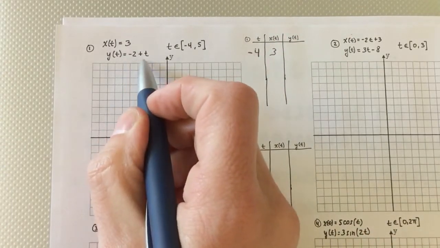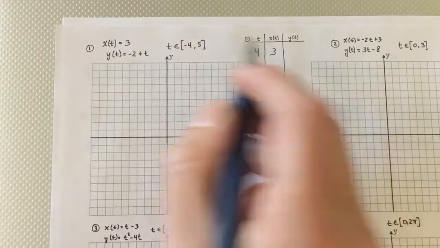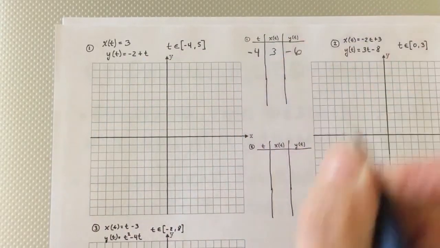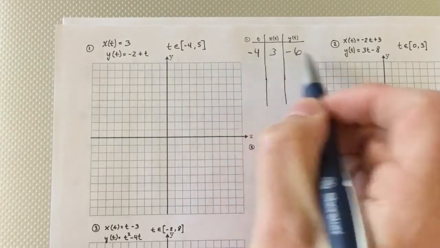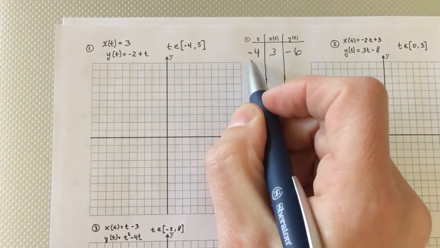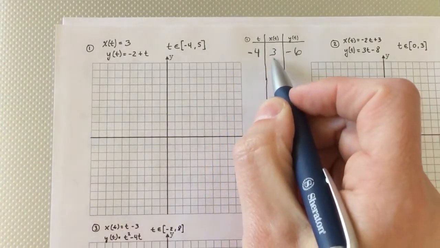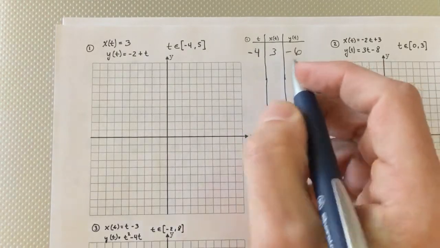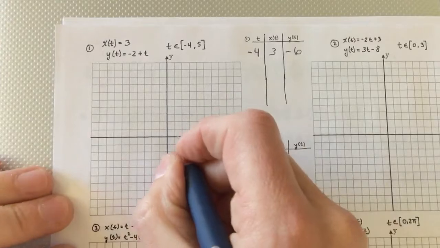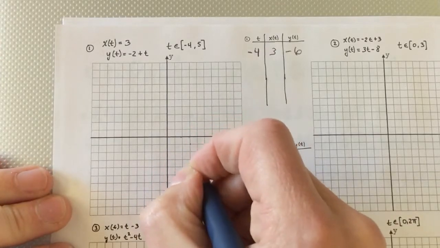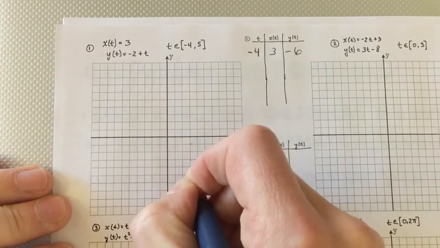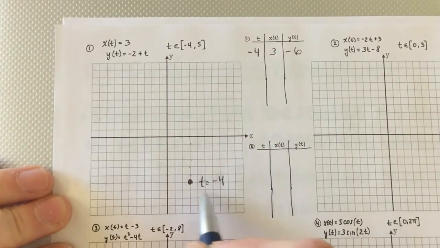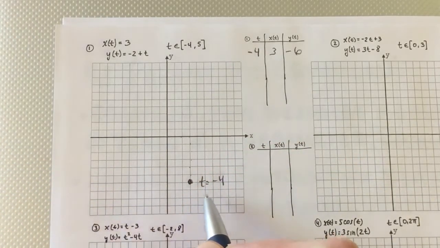Y is going to be -2 plus t. If t is -4, we've got -2 plus -4, which gets us -6. This is saying that at time equals -4, the x value of our coordinate is 3 and the y value is -6. That gets us a coordinate. So 1, 2, 3, -1, -2, -3, -4, -5, -6. So at t equals -4, we've got this point right there. That's what that's saying.